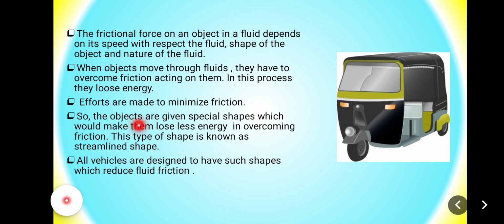So, the objects are given special shapes which would make them lose less energy in overcoming friction, and this type of shape is known as streamline shape. All the vehicles are designed to have such shapes which reduce fluid friction.